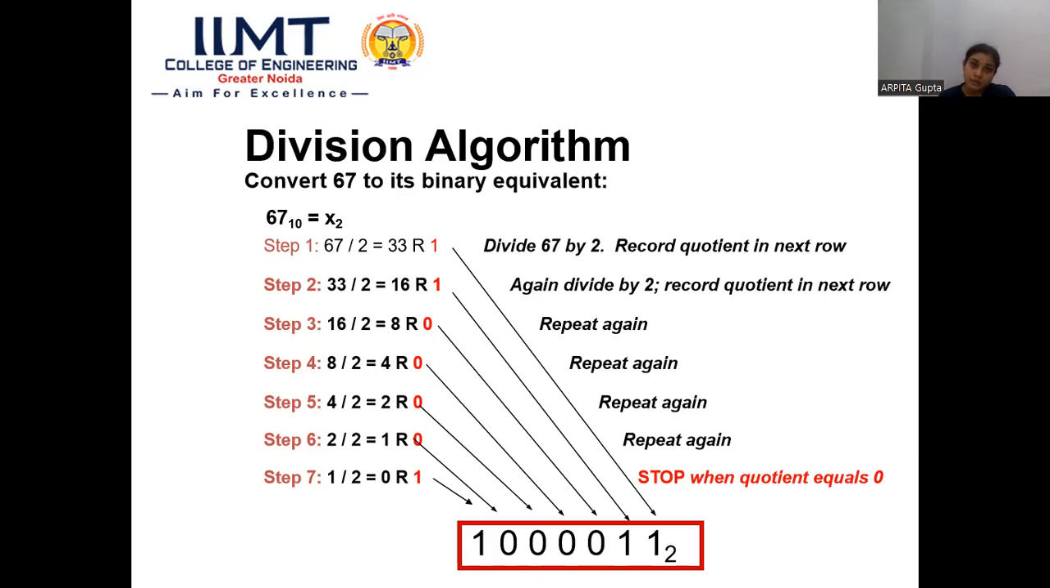Now the question arises, how do we write the binary number? We write the binary number not from top to bottom, but from bottom to top. In this example, we got the first remainder 1, second remainder 1, then four 0s, and the last one is remainder 1 when the quotient becomes 0. So the binary equivalent of the decimal 67, from bottom to top, is 1000011 with a base 2, because we converted this decimal number into a binary number.